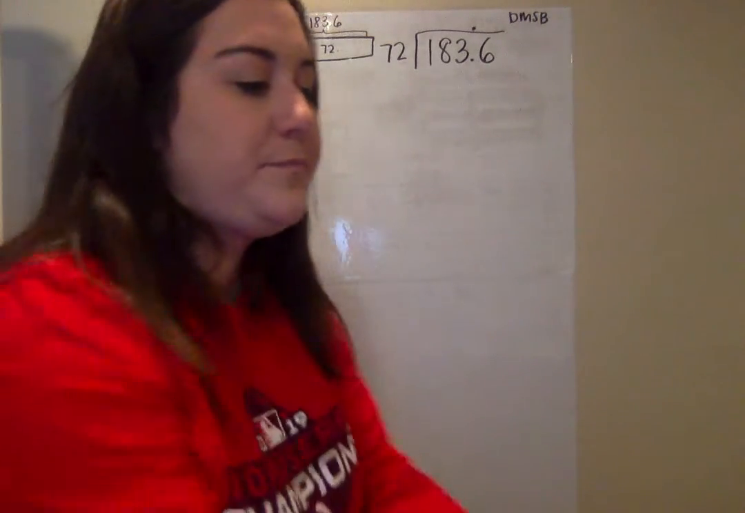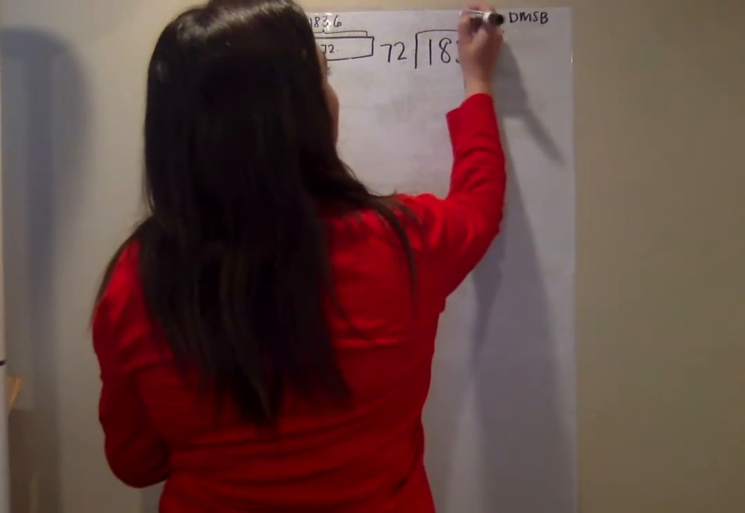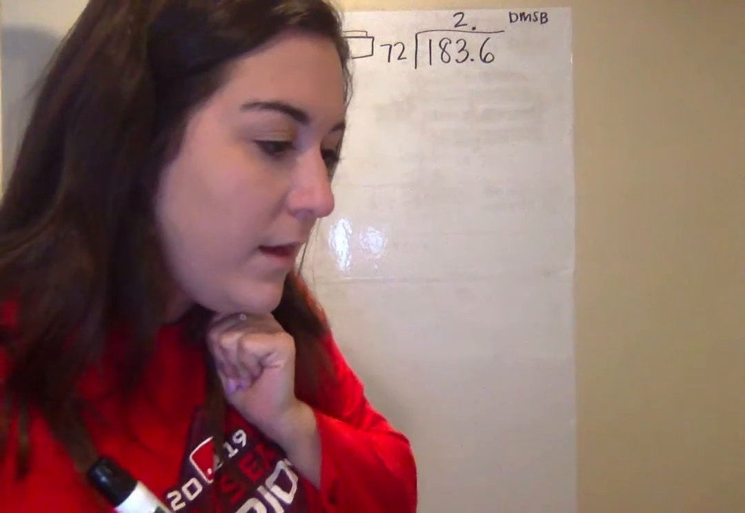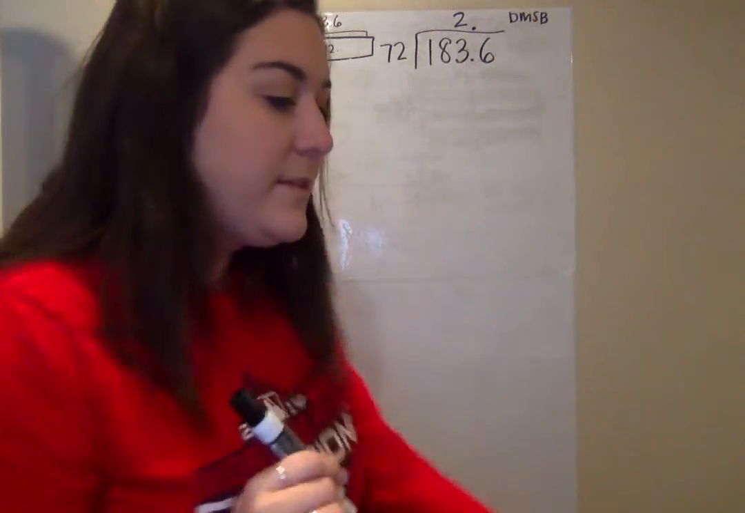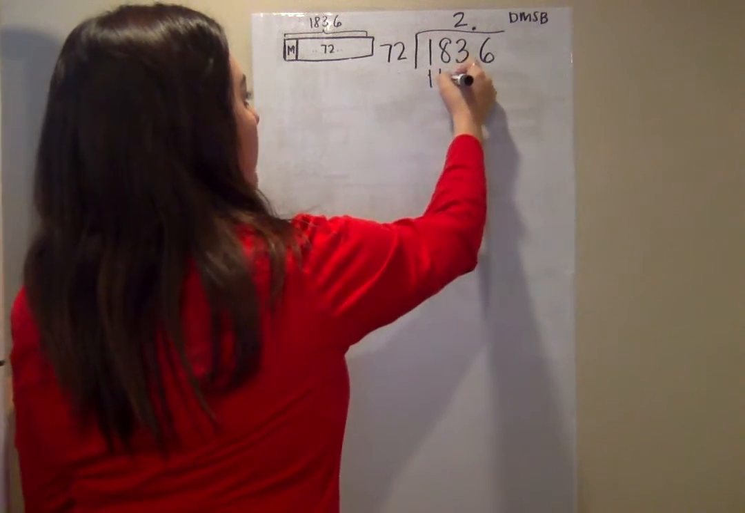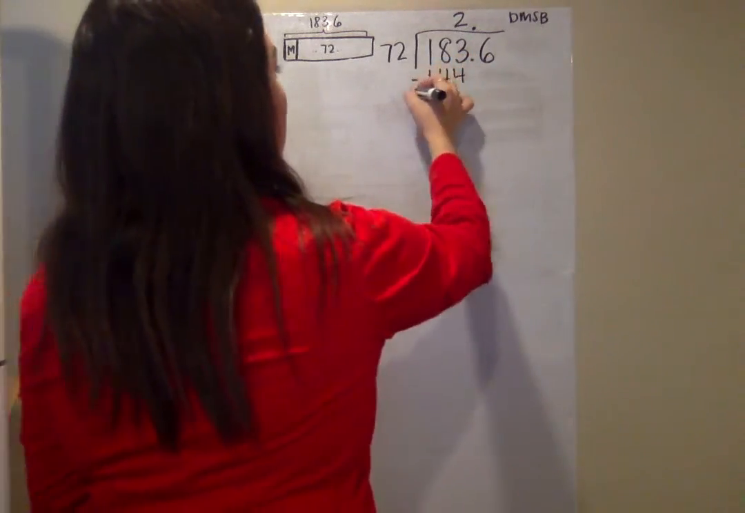All right, so you should have said that 72 goes into 183 2 times. All right? 2 times. And then we're going to multiply. 2 times 72 is going to give me 144. All right? After I multiply, I subtract.